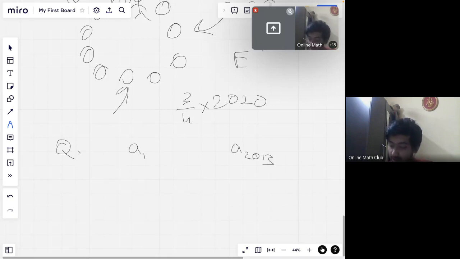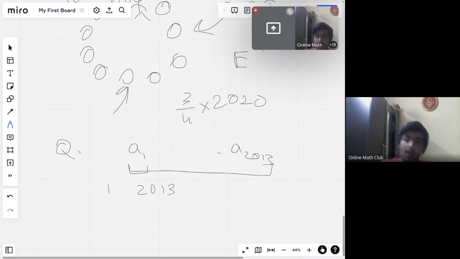You have 2013 variables, and for each variable, we randomly pick its value as something from 1 to 2013. So it's possible for all these 2013 variables to be 2013. It's possible for A1 to be 1. Basically, for each variable, we pick a value from 1 to 2013 independently of all the others. Your question is to find the expected value of the number of distinct numbers in this set.